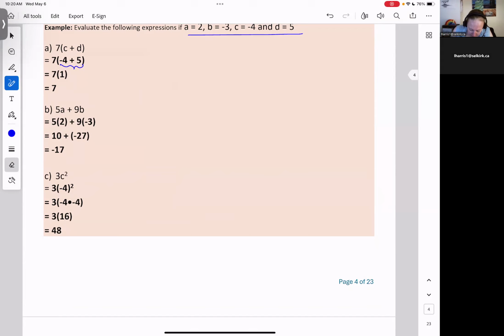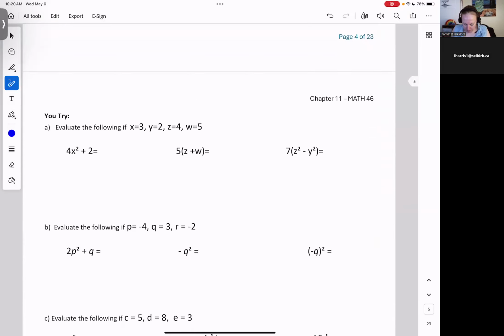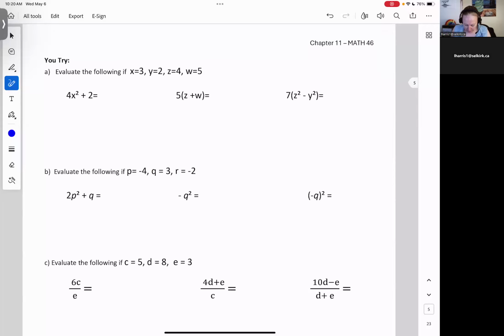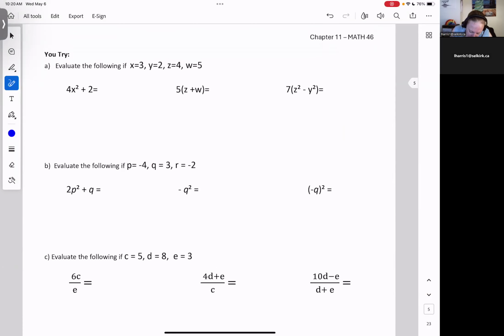So we get 3 times, we put in -4 for our c, and then that's squared. -4 squared means -4 times -4, which gives us +16. So that's how we end up with the 16 down here. And then you would multiply it by 3 to get 48. So pause this video and see if you can evaluate the expressions on the next page here. And let's do these together now.